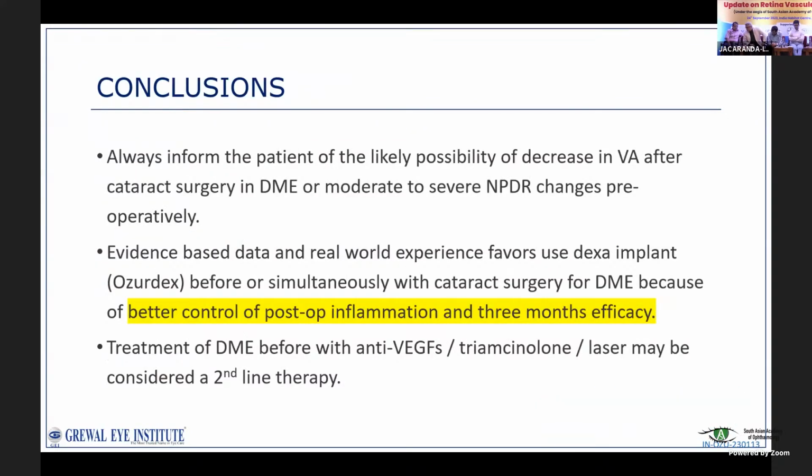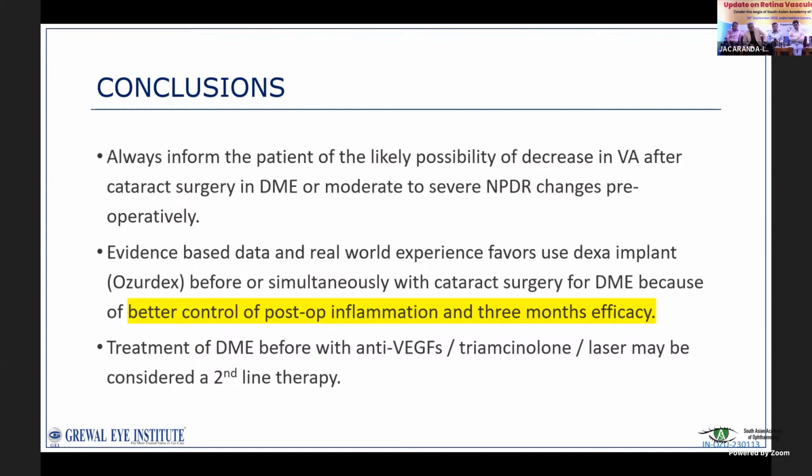So I would say in conclusion, always inform the patient of the likely possibility of decrease in visual acuity after cataract surgery in a diabetic macular edema patient, or those who have moderate to severe non-proliferative diabetic retinopathy. At this time, the evidence-based data as well as the real-world experience favor use of DEX implant, that is Ozurdex, before or simultaneously with cataract surgery for DME, because of the better control of post-op inflammation and 3 months efficacy. And in such patients, many a time you may not need all that prolonged drops or other things, which I was talking about for other patients where you have not given this injection.